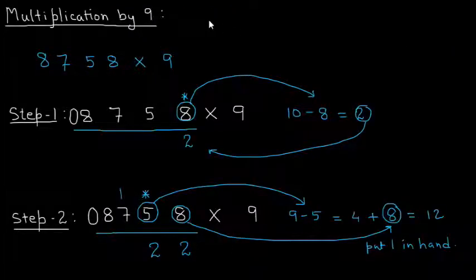Now let us see multiplication by 9. This is also very simple. Step 1, just subtract the extreme right number from 10. So 10 minus extreme right number, which is 8, is 2. Just put 2 here. For the next number, you subtract from 9. So 9 minus 5 is 4, and you add the right hand side neighbor, that is 8. 4 plus 8 is 12. Put 1 in hand, 2 here.